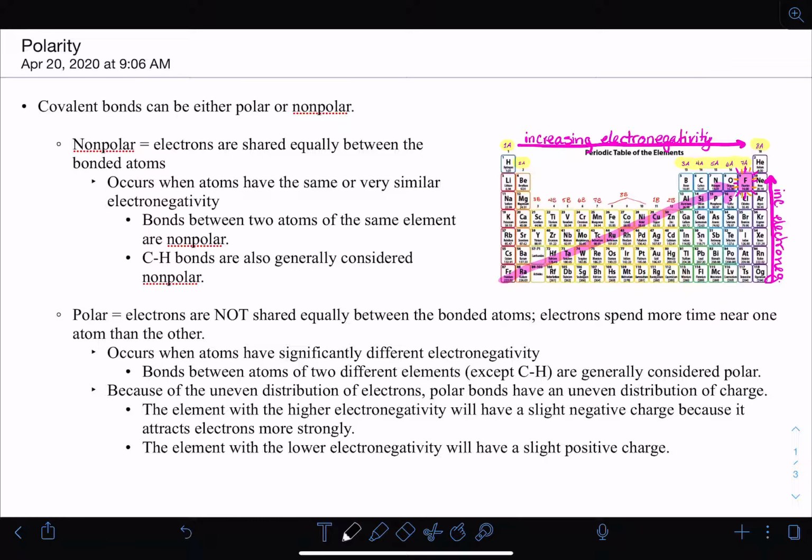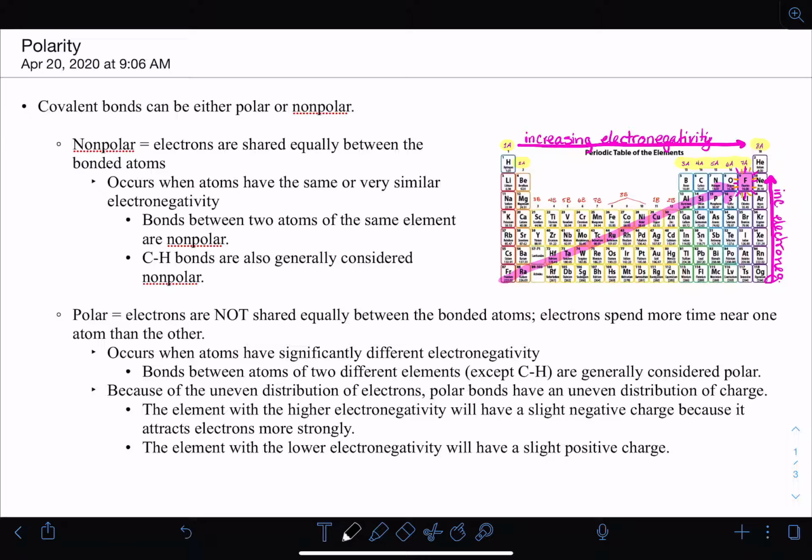But for today, we're just going to be looking at how we determine whether a substance or molecule is a polar molecule or a nonpolar molecule. So the first thing we have to determine is whether the bonds in that molecule are polar or nonpolar. A nonpolar bond is one in which electrons are shared equally between the bonded atoms. This occurs when our atoms that are bonded together have the same or very similar electronegativity. Remember that electronegativity was the tendency of an atom to attract electrons towards itself. So it's essentially how hard it is pulling on the electrons in the bond.